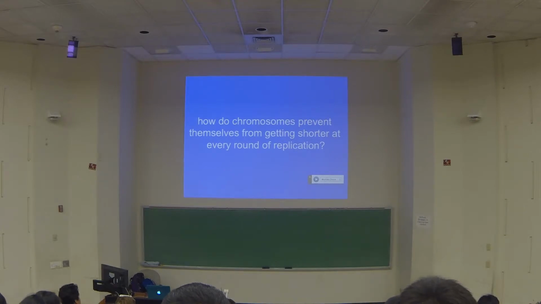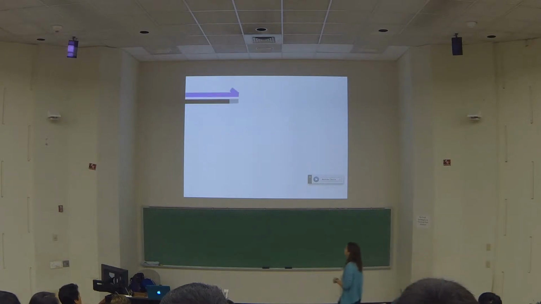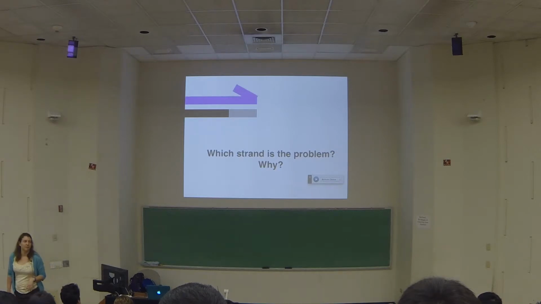The polymerase. Specifically, if this is our piece now, and those gray bits are our RNA primer, which strand is the problem? The bottom one, the one with RNA primer. Can the normal DNA replication machinery copy all the way out to the end of the chromosome? I heard some no's. Why not?